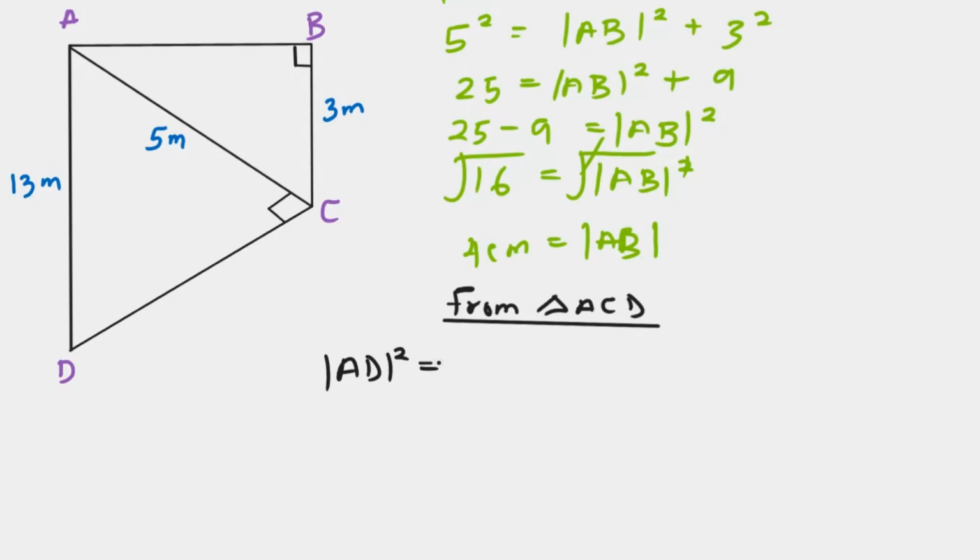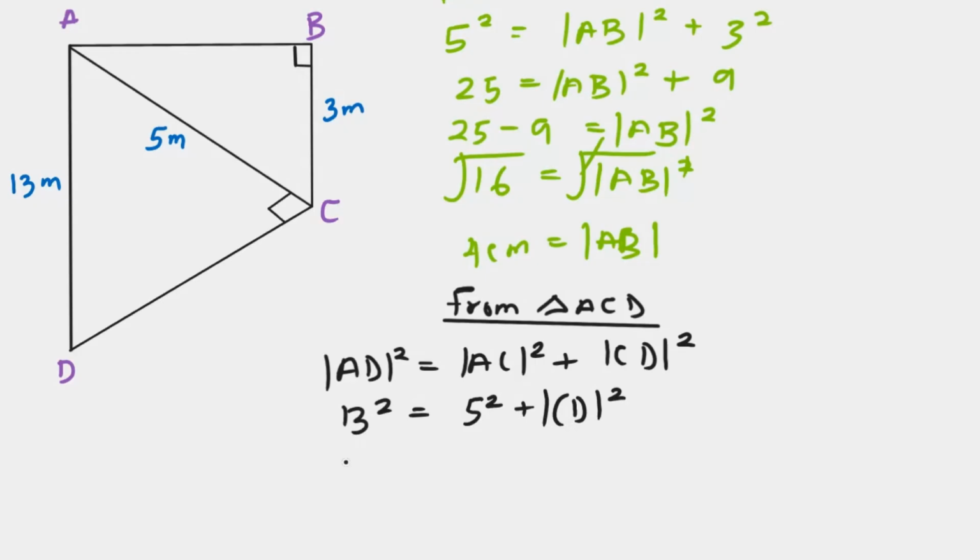And what are the other sides? The other sides are AC, so we have AC squared plus CD squared. Now we just do substitutions. AD is 13. So you have 13 squared is equal to AC, that is 5 squared, plus CD, that is actually what we are looking for.